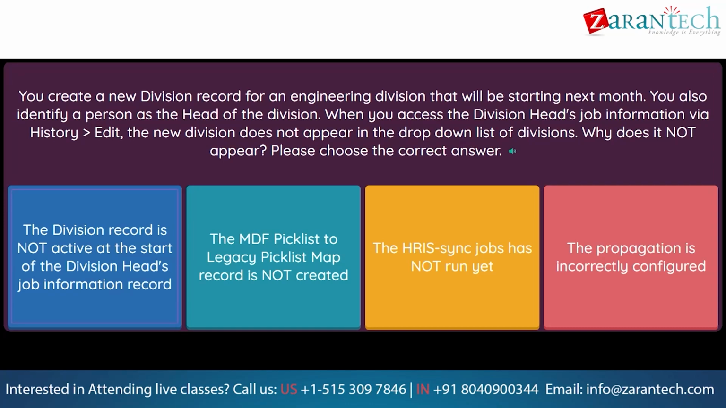Please choose the correct answer. Option 1: the division record is not active at the start of the division head's job information record. Option 2: the MDF pick list to legacy pick list map record is not created. Option 3: the HRIS sync job has not run yet. Option 4: the propagation is incorrectly configured.